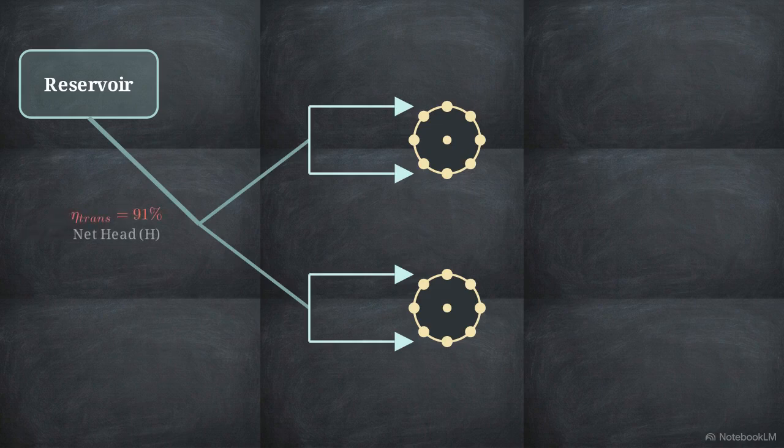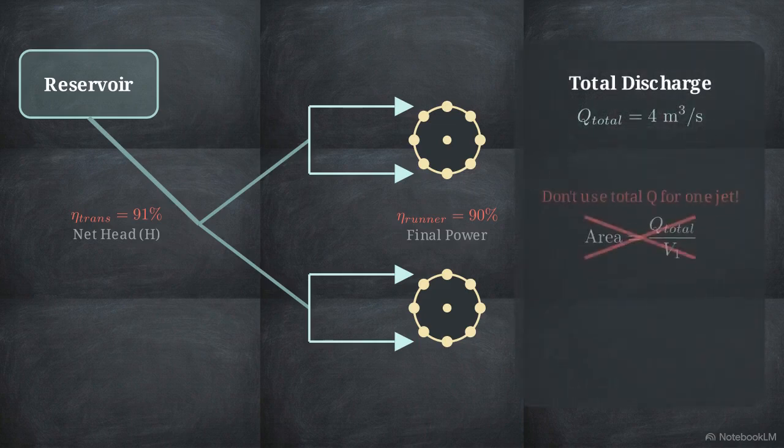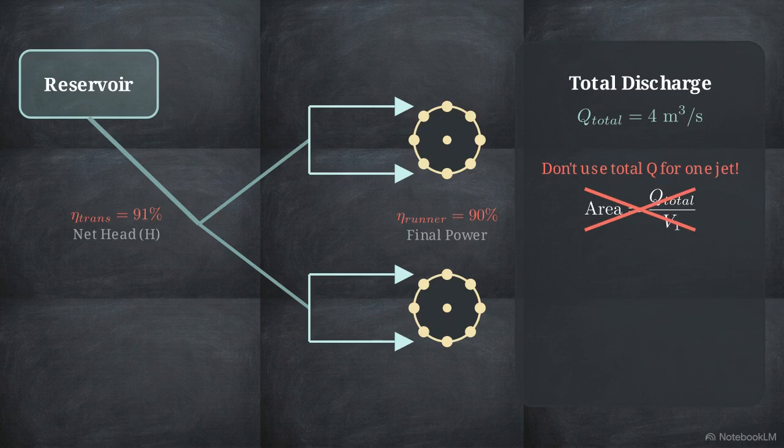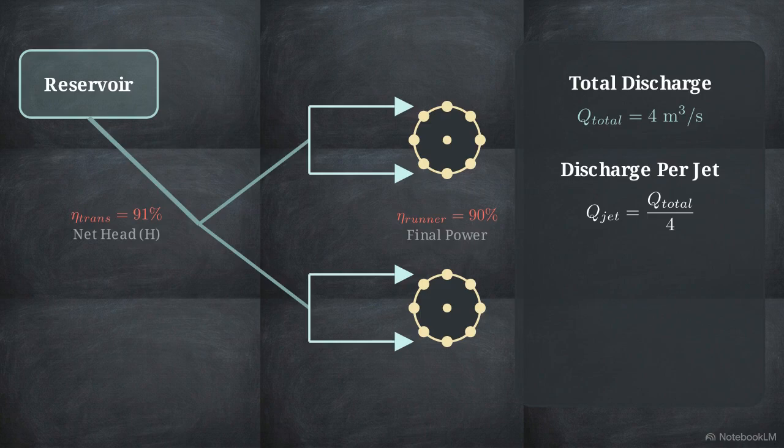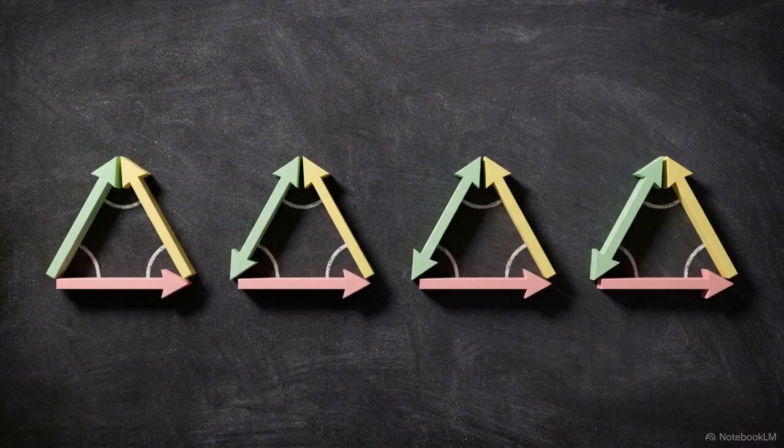Next, assign efficiencies to physical locations. Use the pipeline's 91% transmission efficiency for the net head and the 90% runner efficiency for final power output. Here is a common mistake: calculating jet diameter using total discharge. You must divide the 4 cubic meters per second total discharge by the 4 individual jets, giving 1 cubic meter per second per jet before calculating area. These multi-runner problems are just basic velocity triangles running in parallel. Mapping the physical system first is what prevents variable confusion during your calculations.